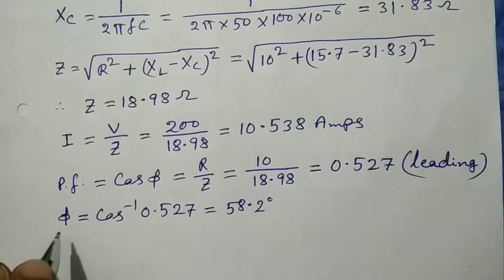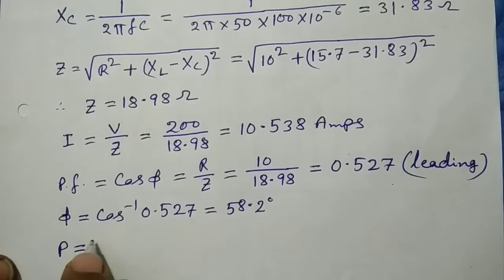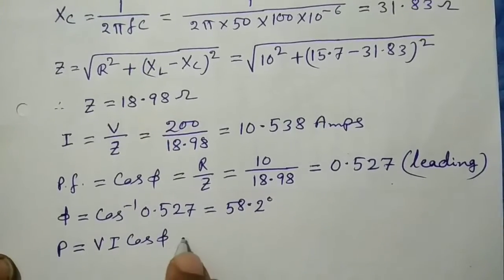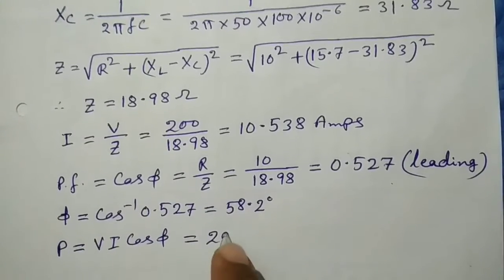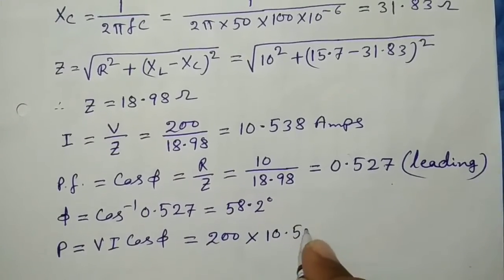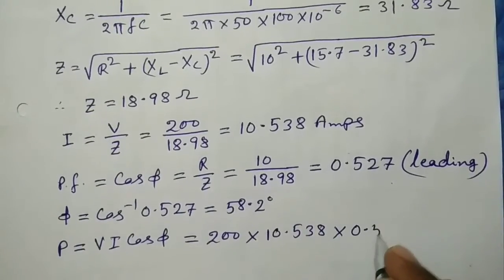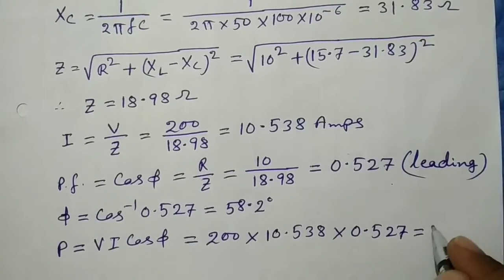So the power in the circuit, that is the active power P, can be written as either VI cos phi or I square R. Let's say we use the formula VI cos phi. So V is 200, I, that means the circuit current, 10.538, and cos phi, that is the power factor, is 0.527. So the value will be 1110 watt.